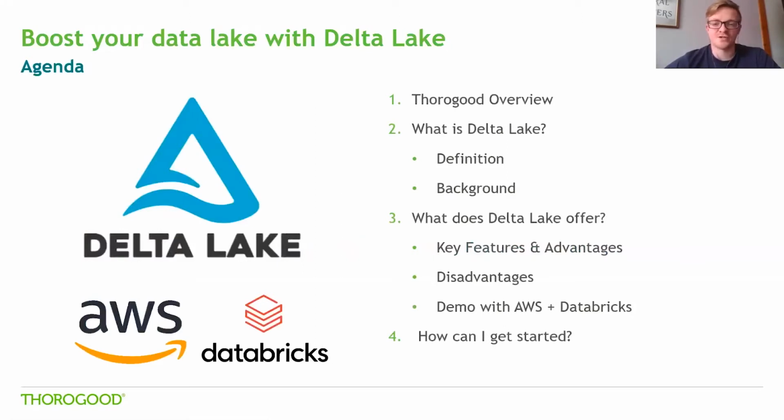The agenda for the next half hour or so is first a quick overview of Thorogood, then we'll dig into the Delta Lake content, starting with an explanation of what Delta Lake actually is. Once we have that covered off, I will go on to discuss the key features and advantages of Delta Lake, with the addition of a few demos to back up what I cover in the slides. The demos will use a combination of a Databricks workspace and an AWS environment. And then once I'm done with those, I will also cover some disadvantages of Delta Lake that are also really important to be aware of. Finally, I'll round off the session with some advice on how you can get started with Delta Lake.